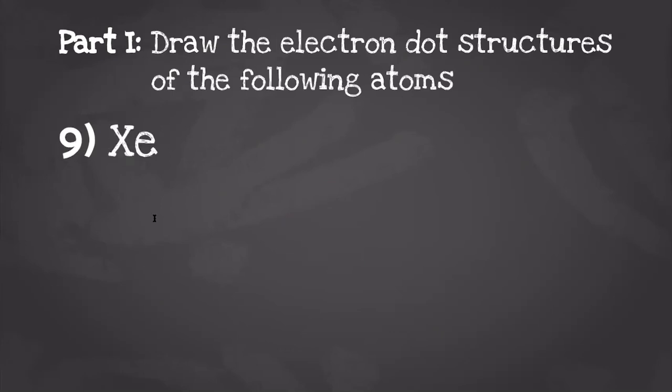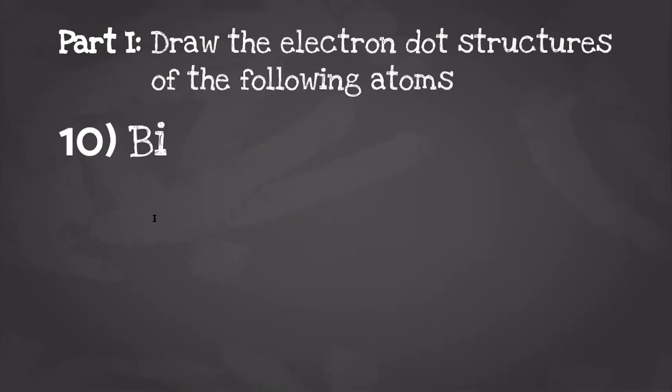Moving on to our next one, here we have xenon. Xenon is in the 5th period and in group 18, so it's going to have 8 valence electrons. So I'm going to draw my chemical symbol, Xe, and then I'm going to add my 8 electrons. 1, 2, 3, 4, 5, 6, 7, 8.